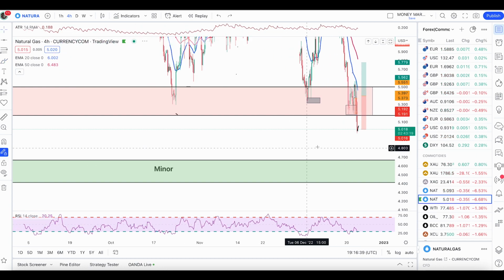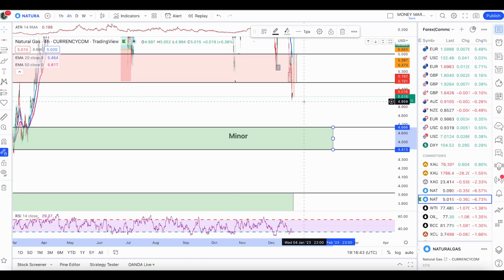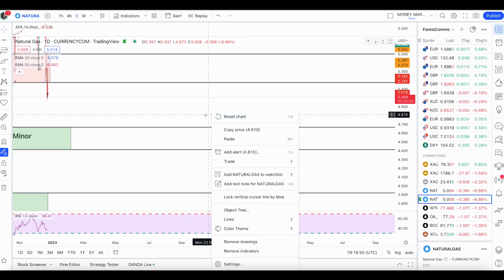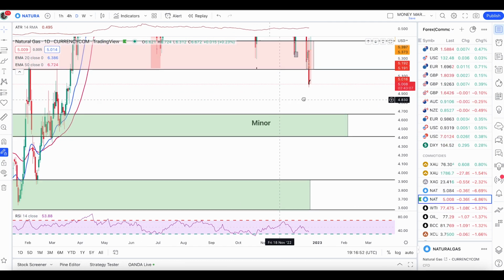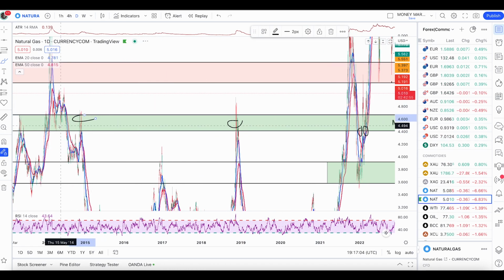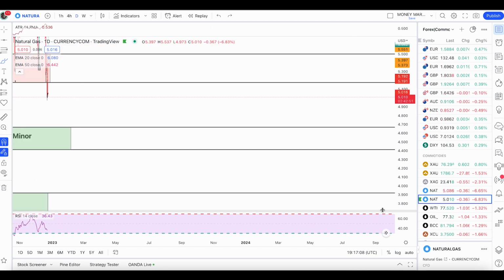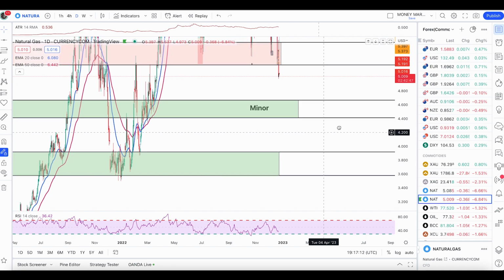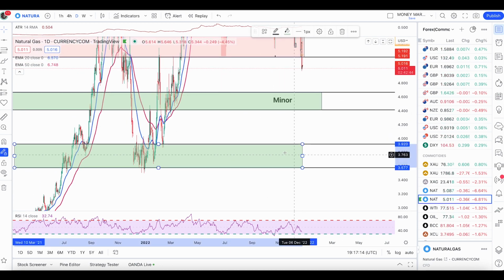So right here the next zone is 4.413 going up to 4.666. This is a minor zone, not a major zone, and let me quickly show you why I'm paying attention to this zone right here. This zone has acted as a good level of support, resistance, support in the past, making this an area of value. But this is a minor level, but below that we have a major level I'm paying attention to.